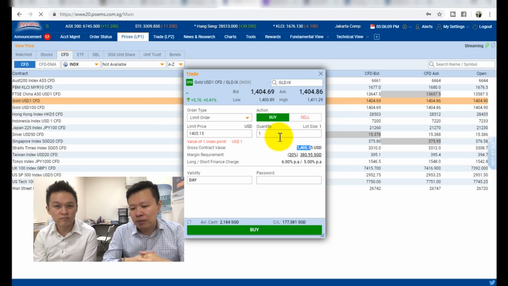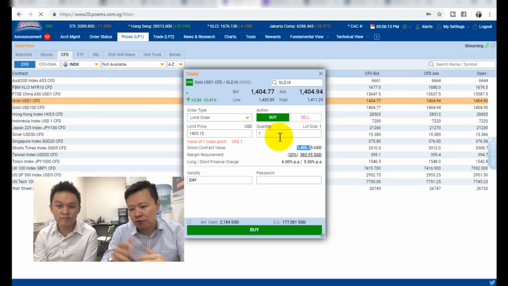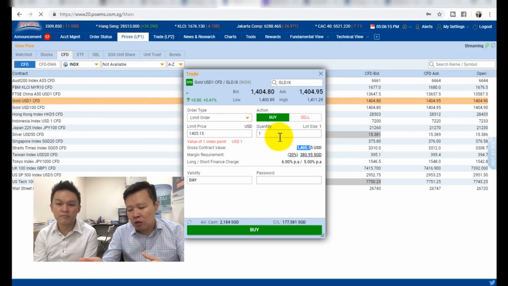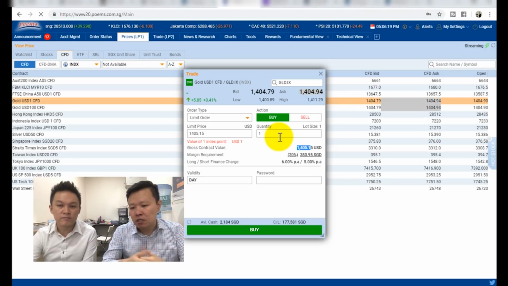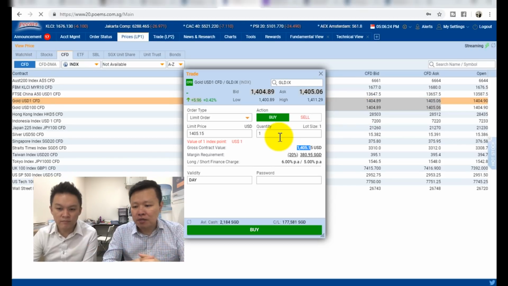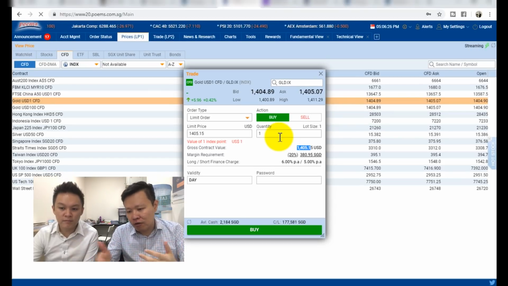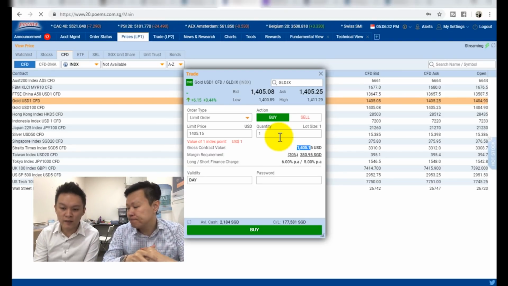So basically, you have to look at the momentum of the stocks. Right now, gold has momentum. So that's why we look at this as an opportunity so that you can participate using CFD. Now, let's say gold is not moving at all, becomes stagnant, then you might consider not to use CFD.